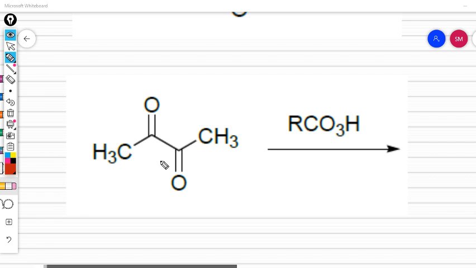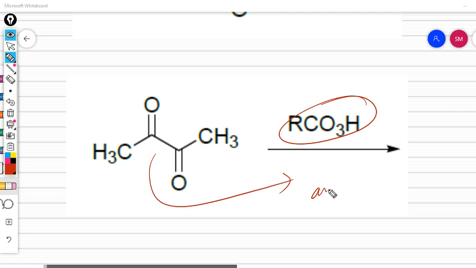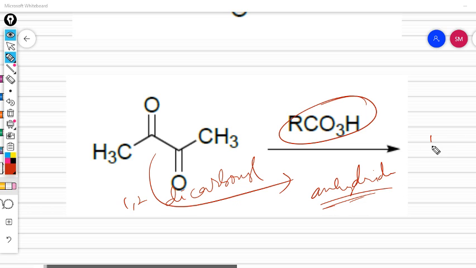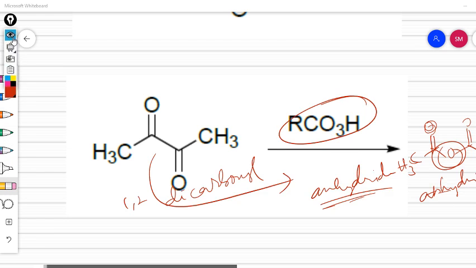This is a 1,2 diketone system. If I treat it with peracid, it is simply going to convert it to the anhydride. So 1,2 dicarbonyl is converted into the anhydride. Where does the insertion happen? Insertion of the oxygen will be in between the carbonyls. If adjacent carbonyls are there, oxygen insertion will be in between. So this is the anhydride. 1,2 dicarbonyls convert into anhydride with the usage of peracid.